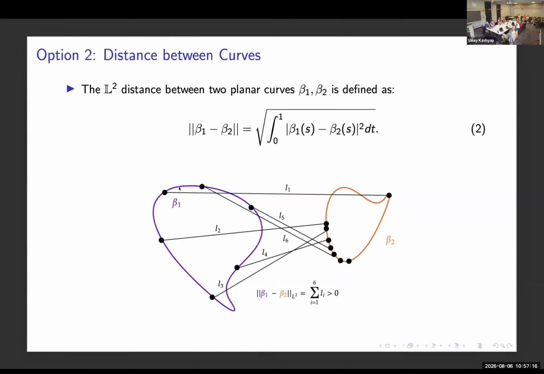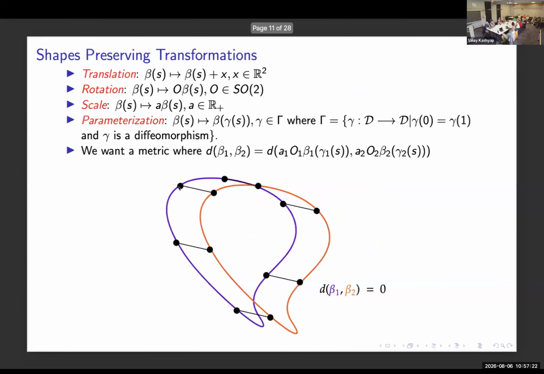I also have the issue that some curves have more points on them than others, so what does the matching become? Statistical shape analysis says I'm going to get a distance between two curves.